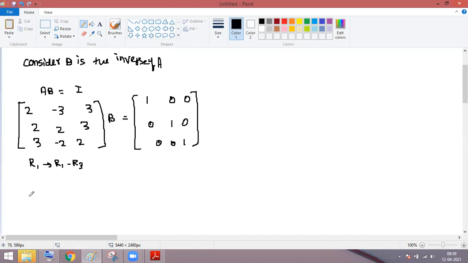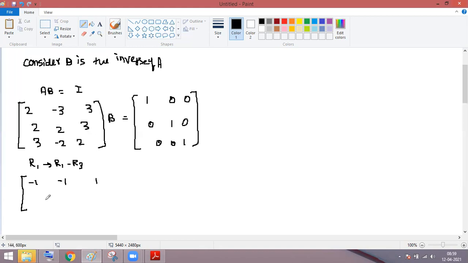And if you don't subtract like this, 3 minus 2 is 1. You can flip this, meaning make R1 as R3 and R3 as R1, then do 3 minus 2. That is also right. You can do either operation. So if I do this operation here, how much will we get? 2 minus 3 is minus 1. Minus 3 minus minus 2 will be minus 1.